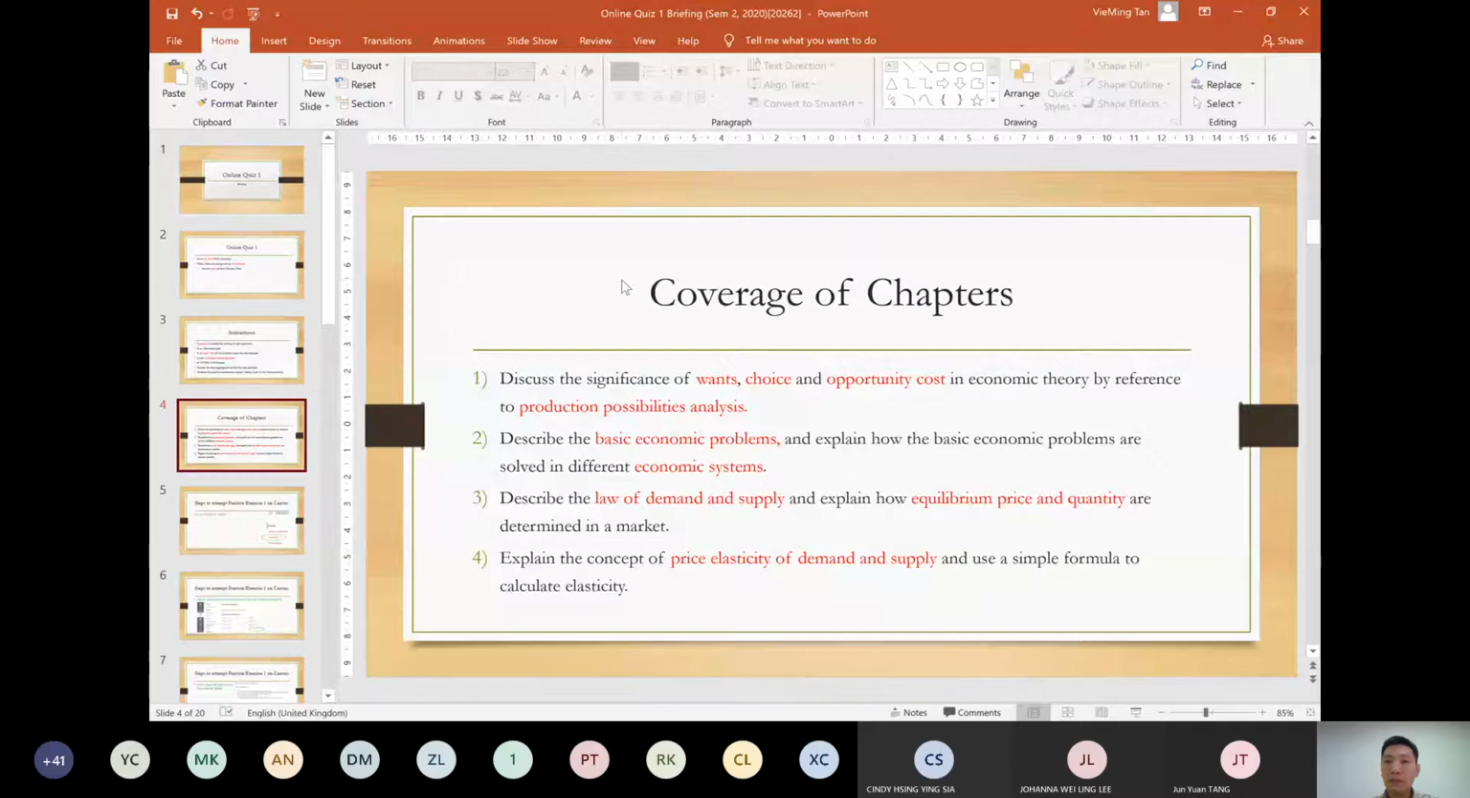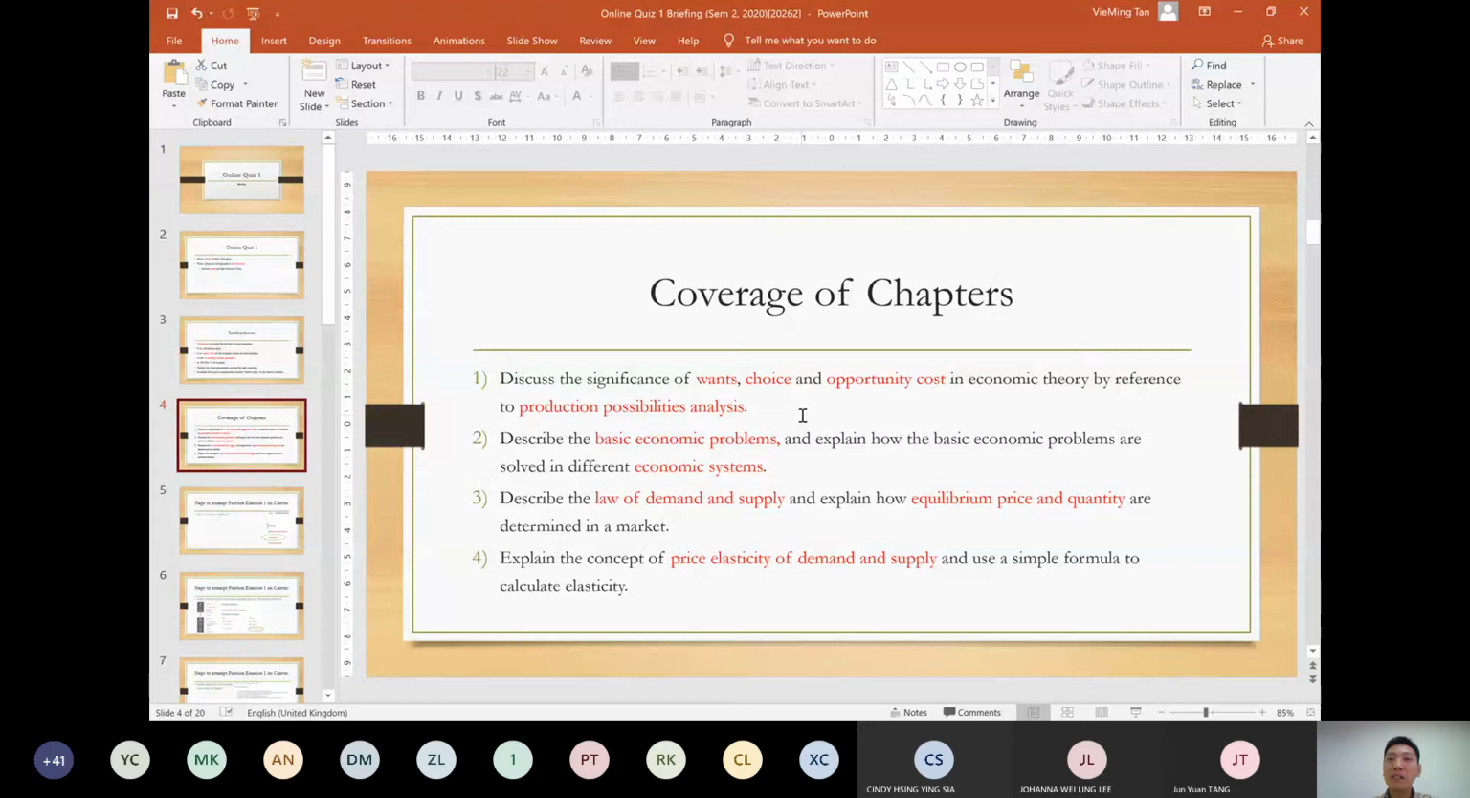Okay. All right. So for chapter 1, the most important areas that you need to know will be the basic economic problems. Can you recall what are the basic economic problems? There are 3, in fact. Can you recall?